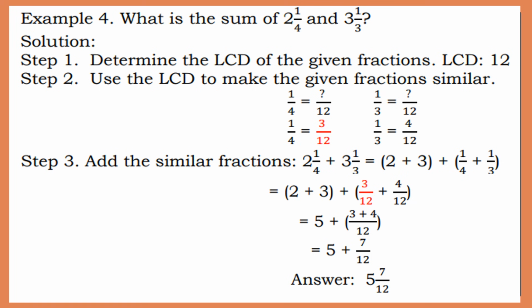Example number 4. What is the sum of 2 and 1/4 and 3 and 1/3? Solution. Step 1. Determine the LCD of the given fractions. The LCD is 12. Step 2. Use the LCD to make the given fractions similar. Step 3. Add the similar fractions. Therefore, the answer is 5 and 7/12.